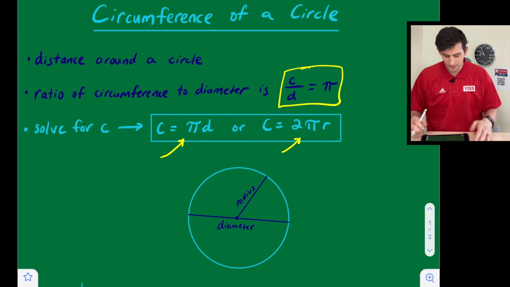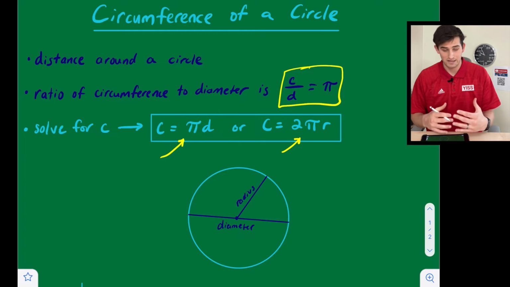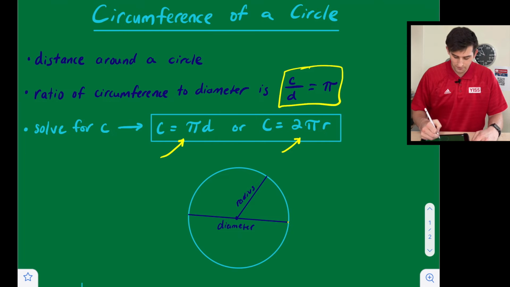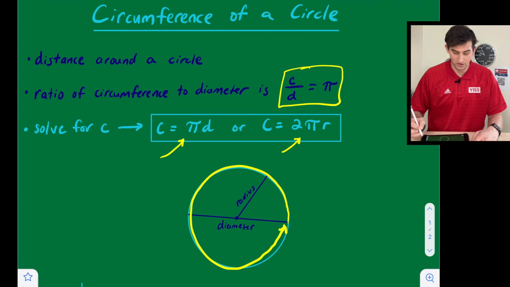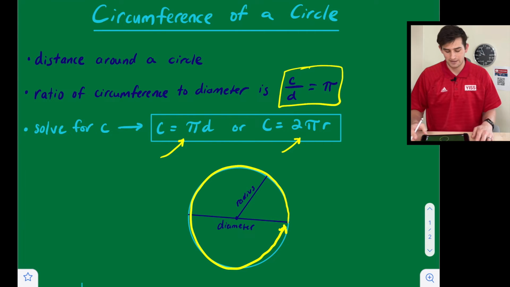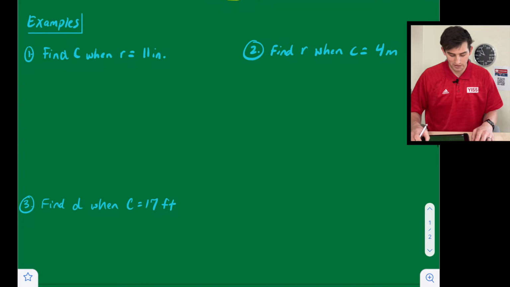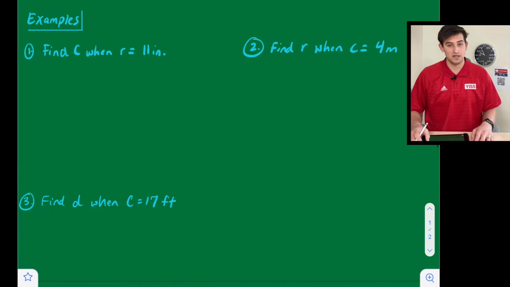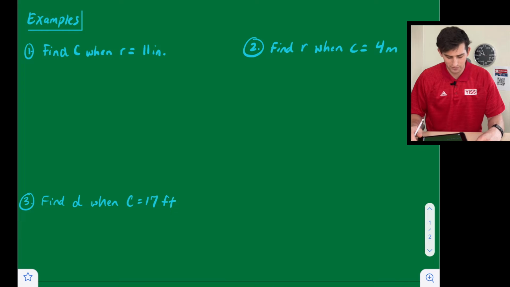So if we look at our diagram down here, we have a circle, we are given the diameter or the radius, and so our circumference is essentially just this distance around our circle, okay? So that's what we're gonna be finding. So we're gonna look at 3 examples where we're given a different piece of information and we just need to find a missing length.